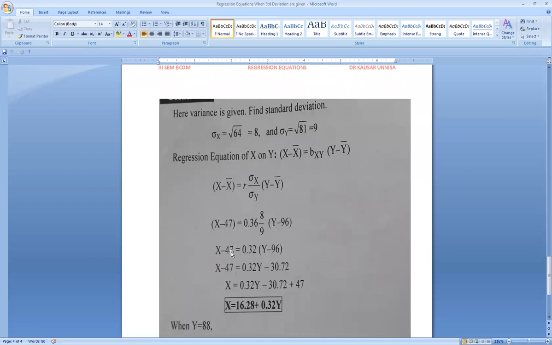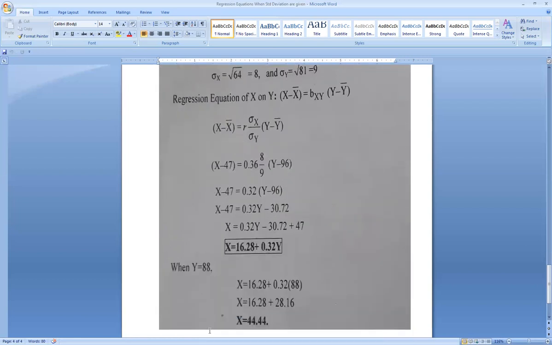Remove the brackets now. X minus 47 equals, simplify the values, 8 divided by 9 into 0.36. The value will be 0.32 into y minus 96. Therefore, x minus 47 equals, multiply 0.32 with y and 96. Plus into plus is plus, 0.32 into y is 0.32y. Plus into minus is minus, 0.32 into 96 is 30.72. Therefore, we shift the number minus 47 to the right side. X equals 0.32y minus 30.72, and this minus value will become plus. Therefore, x equals 16.28 plus 0.32y.